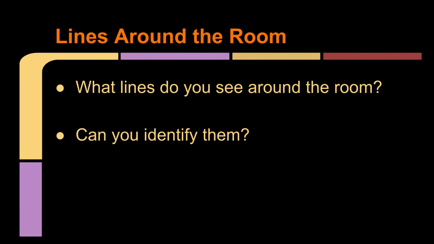So now take a moment and look around your room and see what type of lines can you see around your room. And whatever lines you see, can you identify them? Are they horizontal? Are they vertical? Or are they diagonal?